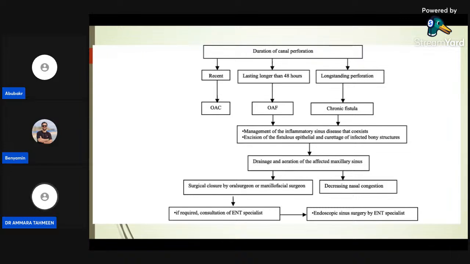Then, one more thing is that if the patient has large antral polyps present in the maxillary sinus, as seen in your CBCT or CT radiograph, and you can also see them clinically. If there is a large defect, you can remove all the polyps from the intraoral approach itself.